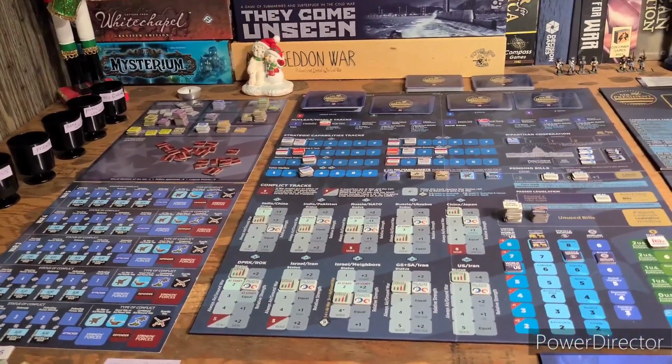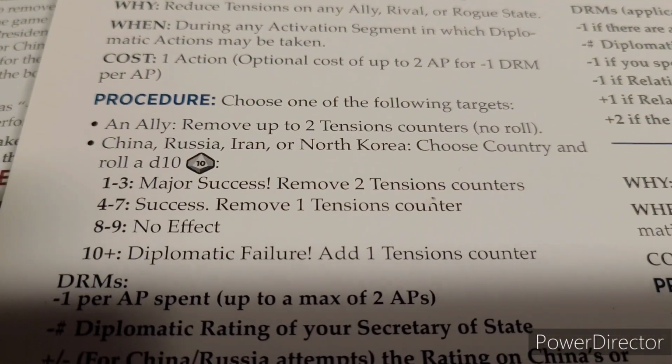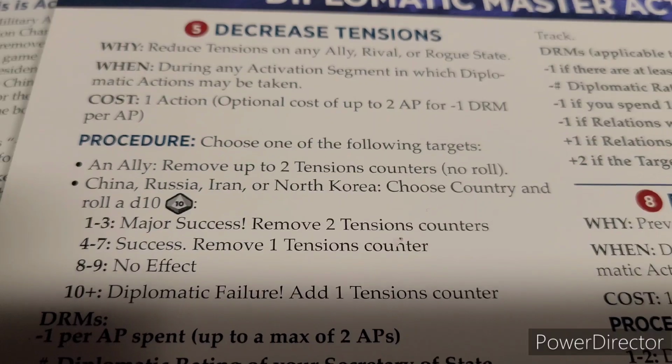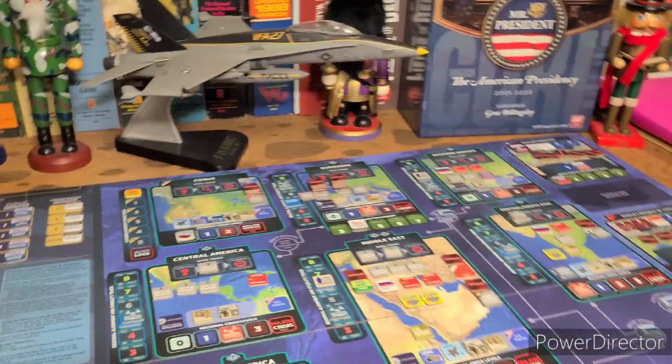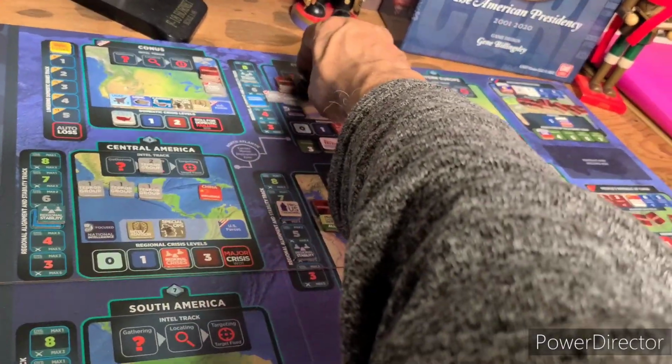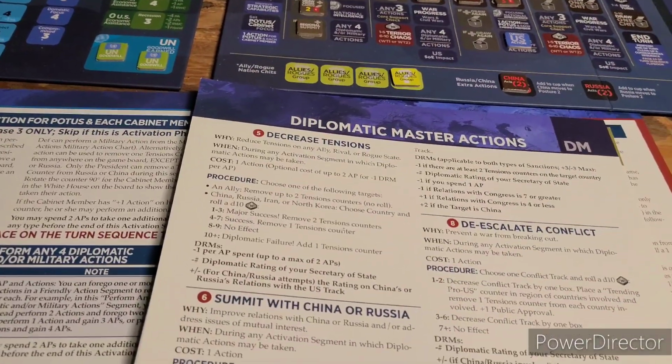So we'll be back. 4 actions. Number 1, we're going back to the decreased tensions well. It's automatic with an ally. So ally, remove up to 2 tension counters, no roll. We're going back to NATO, getting that sucker on down there. Oh, need to do it again, but that's 4. We have 3 left. Let's see if we can do that again.